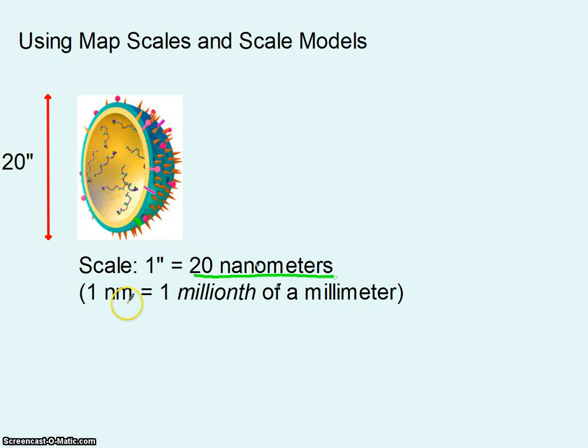By the way, a nanometer is a millionth of a millimeter. And you might remember millimeters are very small already. It's a tenth of a centimeter. And so a nanometer is a millionth of that. So when you're looking at these things, they give you a sense of how big the actual thing is compared to the model.